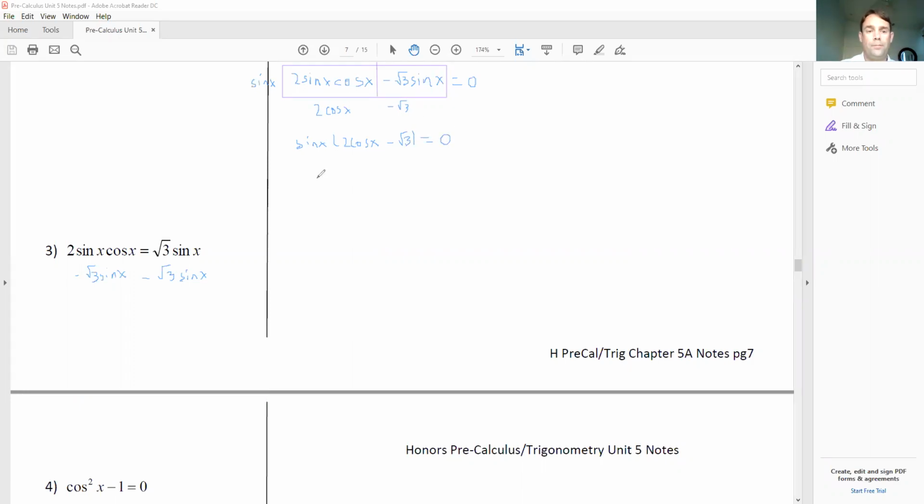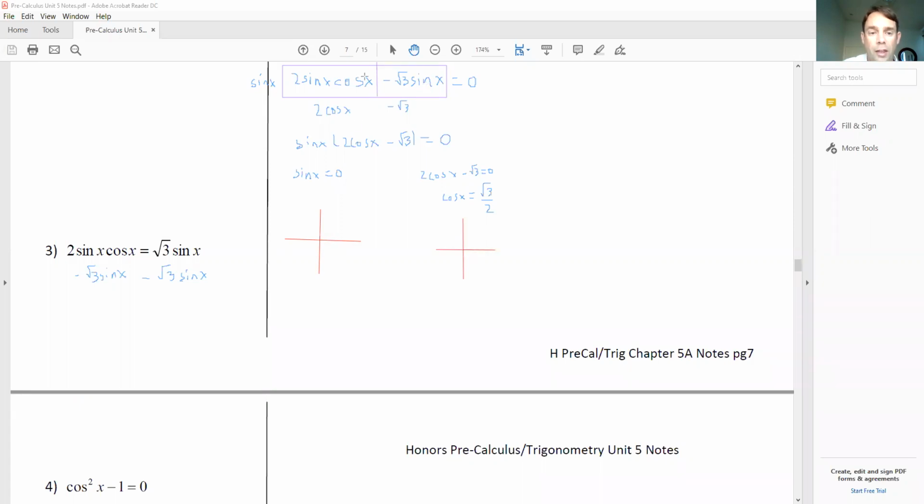So once we're there, we're going to go ahead now and set both things equal to 0. So set both our factors equal to 0. So sine x equals 0, and then 2 cosine x minus root 3 equals 0, which means that cosine x is root 3 over 2. So these are what we're playing with here. Sine of x equals 0, cosine of x equals root 3 over 2.